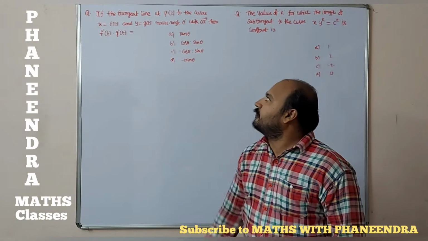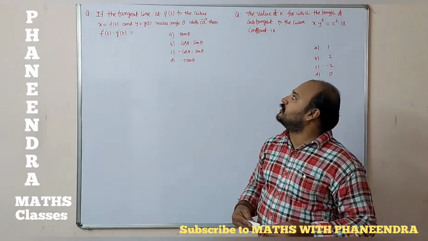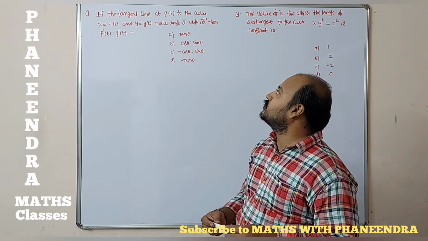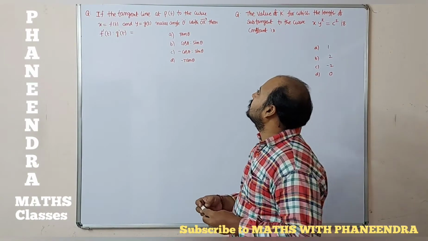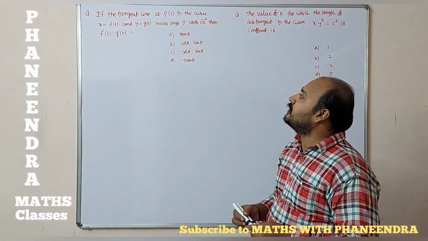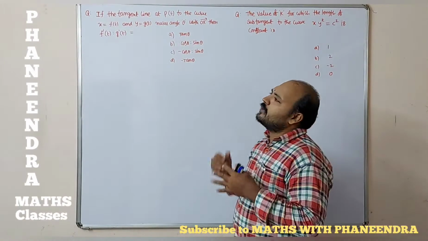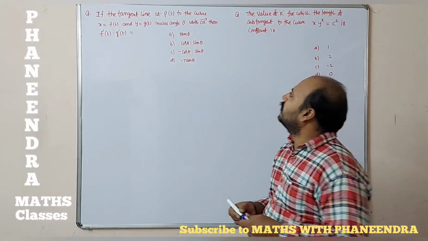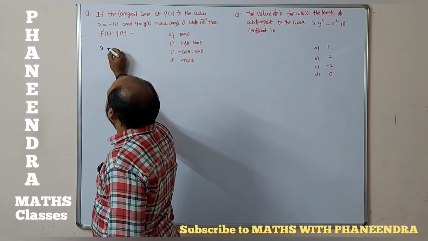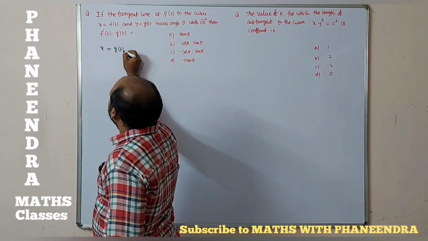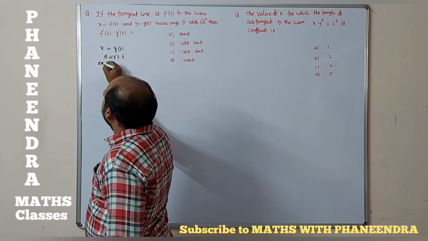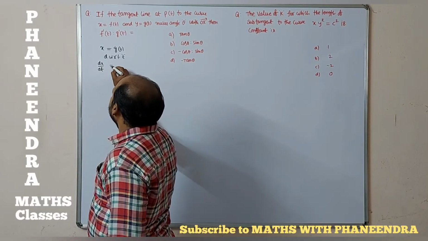The next question. If the tangent line at P of t to the curve x equal to f of t and y is equal to g of t makes angle theta with the x-axis, then f dash of t is to g dash of t. So this is parametric differentiation related. x is equal to f of t is given. So differentiate with respect to t. So dx by dt is equal to f dash of t.